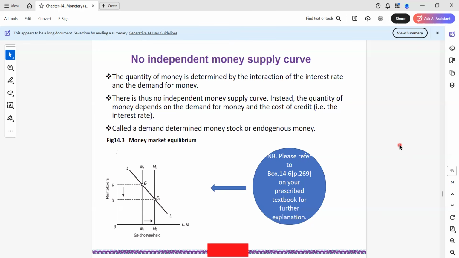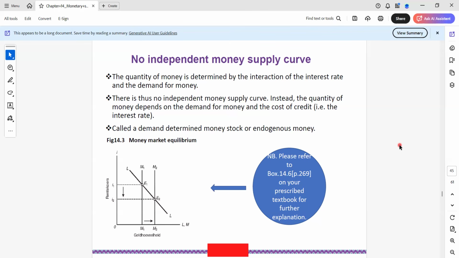Why? Because if the interest rate is high, the demand for money does what? Decreases. If the interest rate is high, the demand for money will decrease, because people want to save that money. But if the interest rate is low, the demand for money will do what? Will increase. People want to hold that money because interest rates are low. There is thus no independent money supply curve.